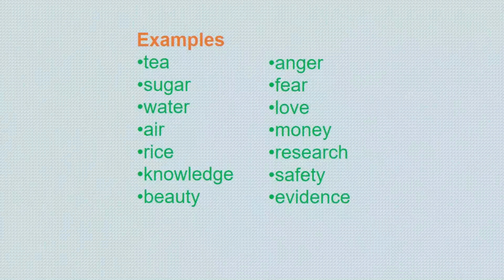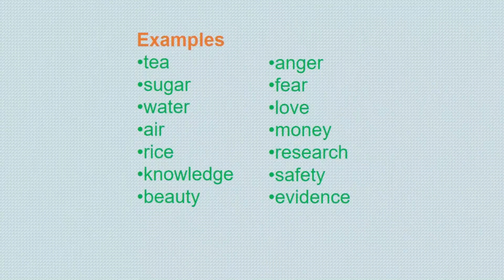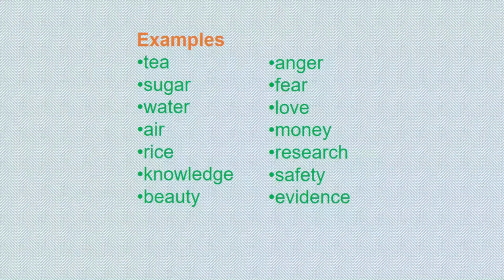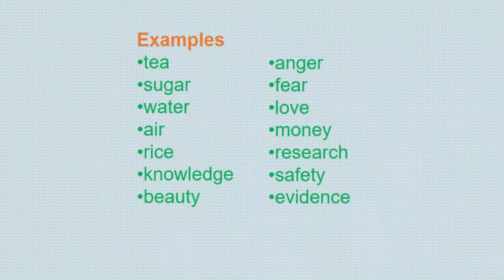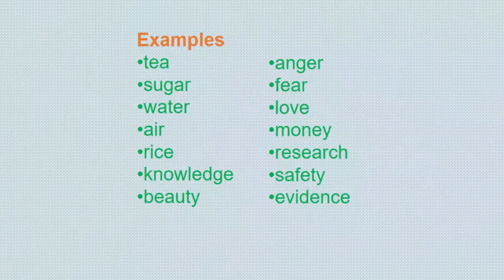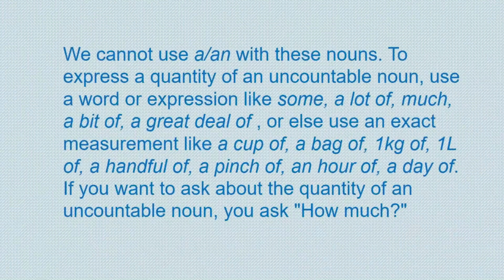Examples. Tea. Sugar. Water. Air. Rice. Knowledge. Beauty. Anger. Fear. Love. Money. Research. Safety. Evidence. We cannot use a/an with these nouns.